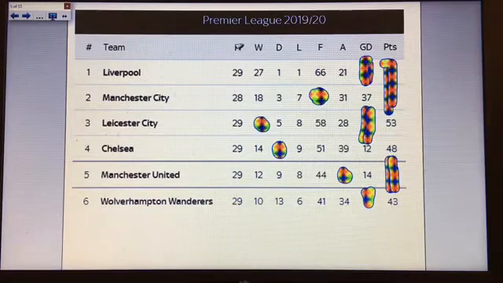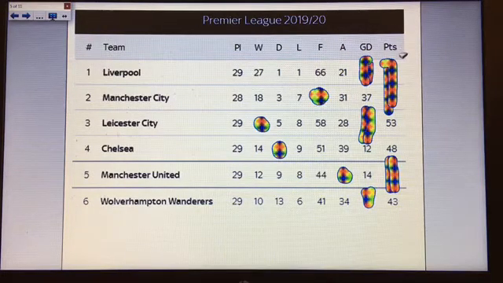The first column there, if you can see me hovering my eraser over it, is the matches they've played. W stands for wins, D for draws, L for losses. F stands for goals scored for. So they've scored 66 goals, and A stands for the goals scored against, and they've let in 21 goals. And GD is your goal difference. To find your goal difference, you subtract the goals they've let in away from the goals they've scored.